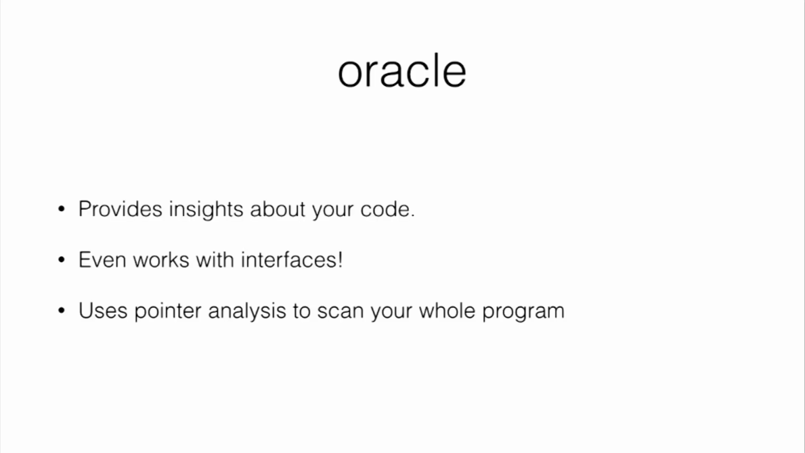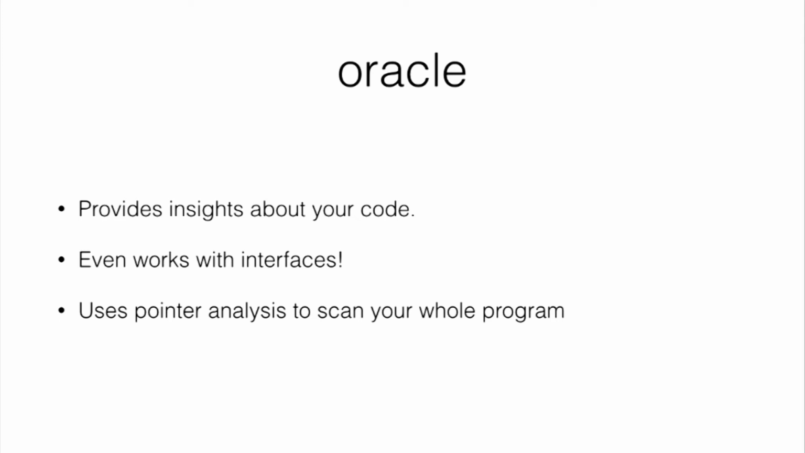There's another tool called Oracle, which again, Alan Donovan is the main author of. You can do some really cool things around finding, given a variable in a specific location in your code, what kind of values got to that, and where it's being used. You can get all kinds of insights about your code.